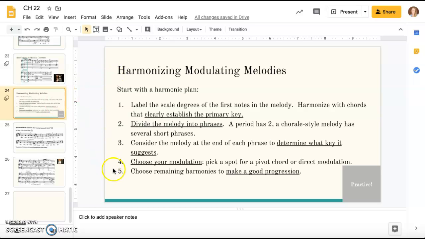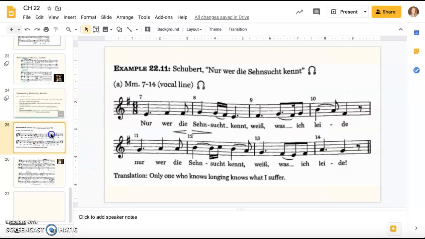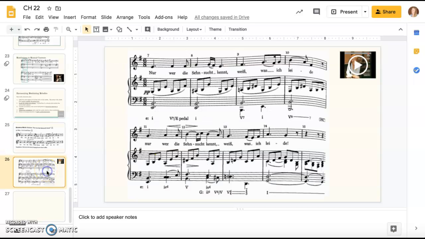Please read this slide. If you need to pause the video or look at your PowerPoint, I want to make sure you get this information, but I'm running short on time for this video, so I want to make sure that you see all of this. It's basically showing you all the steps that are taken in order to harmonize a modulating melody effectively. And finally, here is an example of a melody that modulates, and here is an example of it harmonized. Thank you.